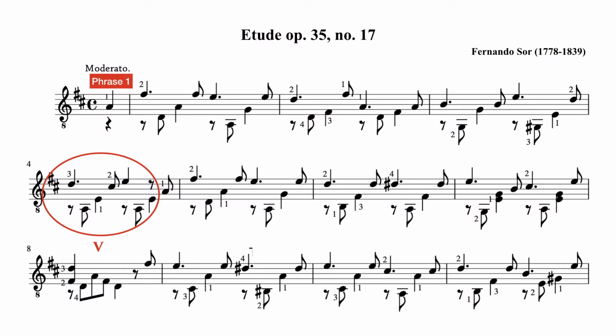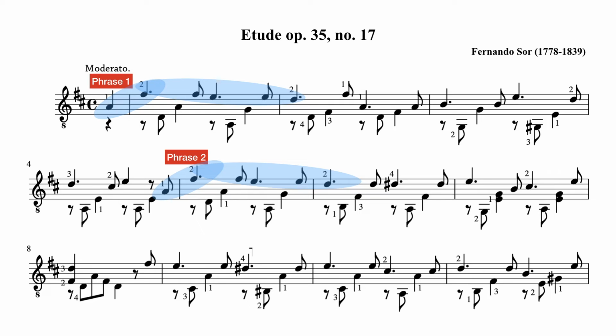The first phrase ends rather inconclusively in measure 4. The harmony is on the dominant, which has a strong desire to resolve to the tonic, and we're left hanging with scale degree 2 in the top voice, which again has a strong tendency to pull down to scale degree 1. It feels unfinished. Even though the rhythm doesn't change, there's no pause, this is still a cadence.